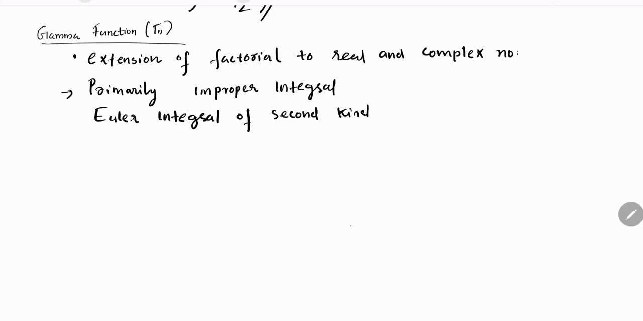We know factorial. What is factorial? 1 factorial is equal to 1, and 2 factorial is equal to 1 into 2, which is 2, and 3 factorial is equal to 1 into 2 into 3, equal to 6. Okay. So we know about factorial, but what is the factorial of 1.5? What is the factorial of 1 by 2?